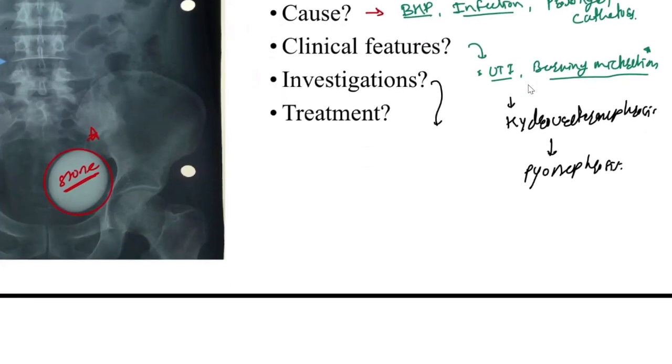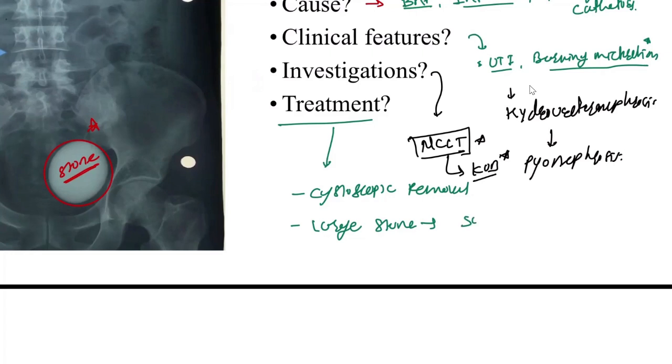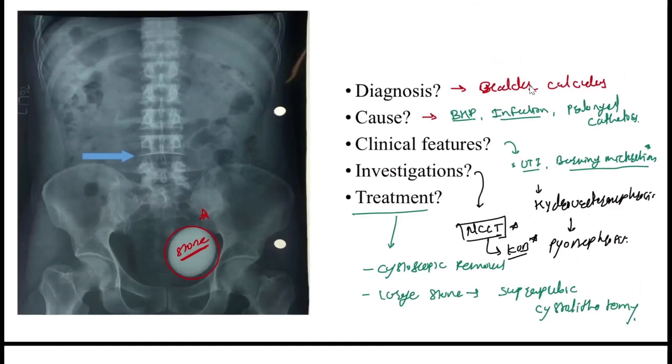So what is the investigation? Investigation is NCCT, non-contrast CT scan, or NCCT KUB. We can diagnose the stone with a non-contrast CT. Then treatment would be, if the stone is small, it can be removed by cystoscopic removal. If the stone is a large stone, then we have to do a suprapubic cystolithotomy. Yes. So this is all about this X-ray finding.